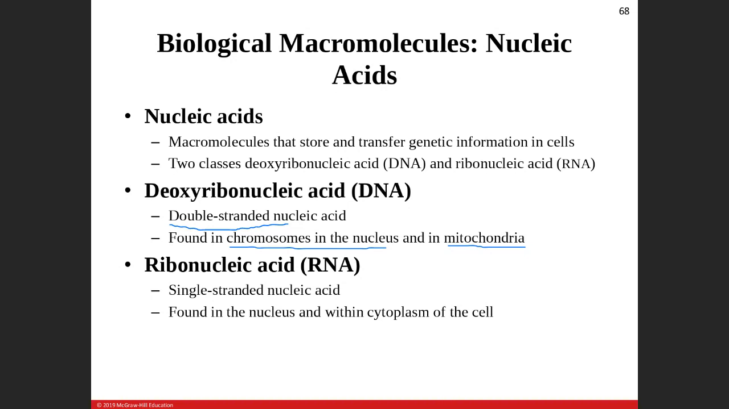The other type of nucleic acid is going to be RNA. These are single-stranded nucleic acids, and they'll also be found in the nucleus, but also within the cytoplasm. That's the goo, the gel inside the cell.